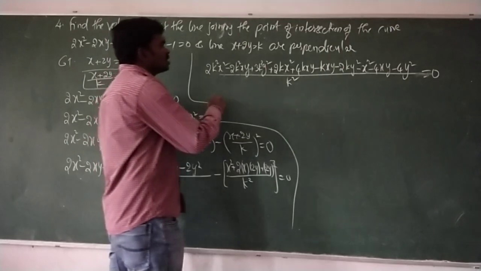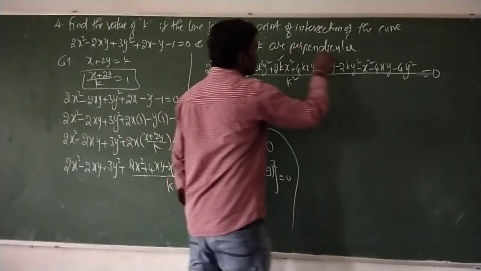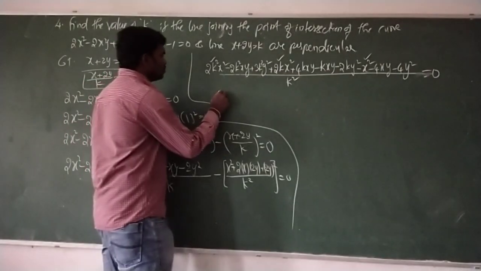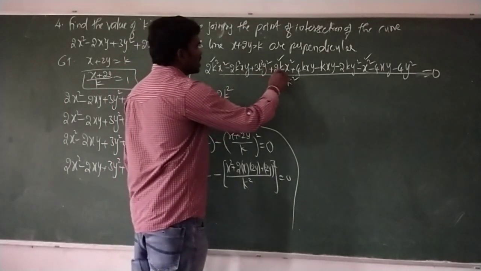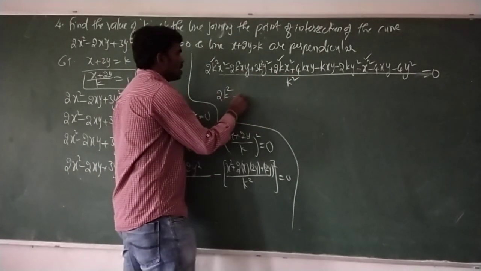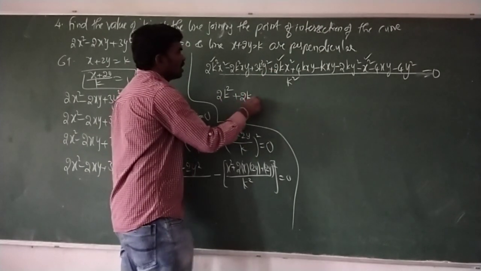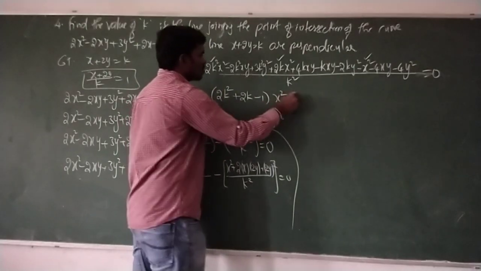So now see the x square terms in the numerator. Here an x square term, here an x square term, here an x square term. So 2k square plus 2k here, and here the x square term minus 1. So completely, both have an x square term.